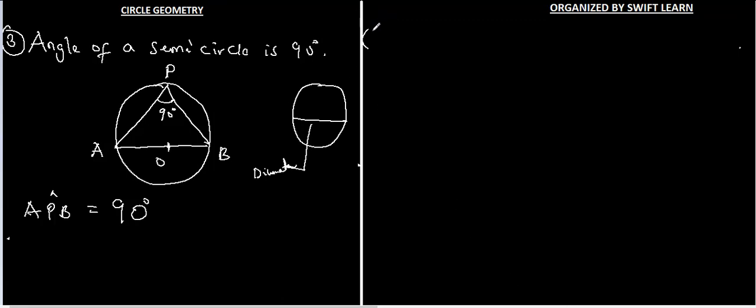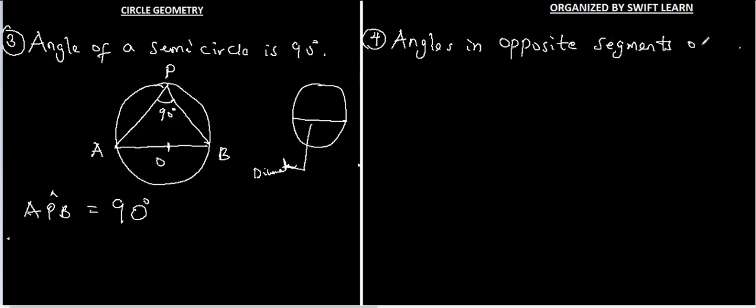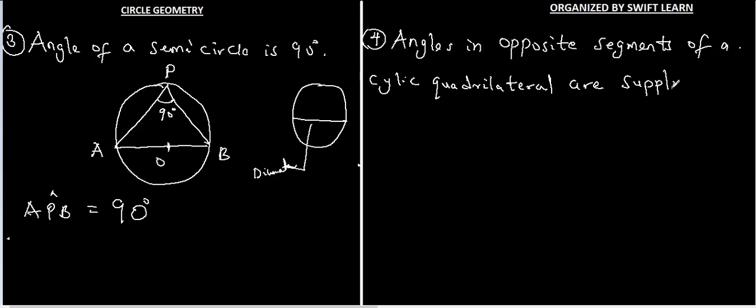So moving to the fourth law. The fourth law now says that angles in opposite segments of a cyclic quadrilateral are supplementary. Angles in opposite segments of a cyclic quadrilateral are supplementary. Okay, for instance, let's look at this.